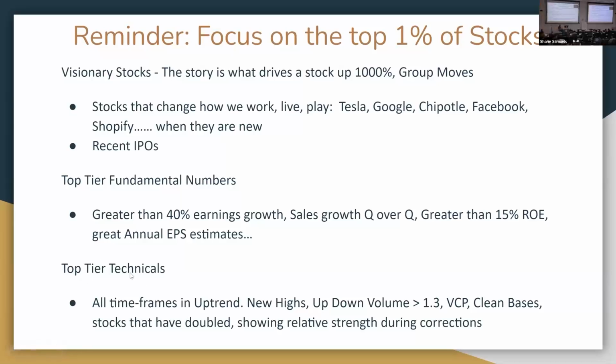Then the other component here is you can also screen for just top tier technicals. So looking for stocks trading at all-time highs that are in strong uptrends above a rising 50, 200 SMA, stocks that are making new highs that have an up-down volume ratio of greater than 1.3, that are creating Mark Minervini VCP, that are forming clean bases, stocks that have doubled off the lows. That's something that David Ryan looks for specifically. Stocks showing relative strength during corrections. That's a great thing to be looking at right now. So basically, we want to make sure that from both a fundamental and technical perspective, there's something special and A+ about the stocks that you're trading and that are basically forming your watch lists.